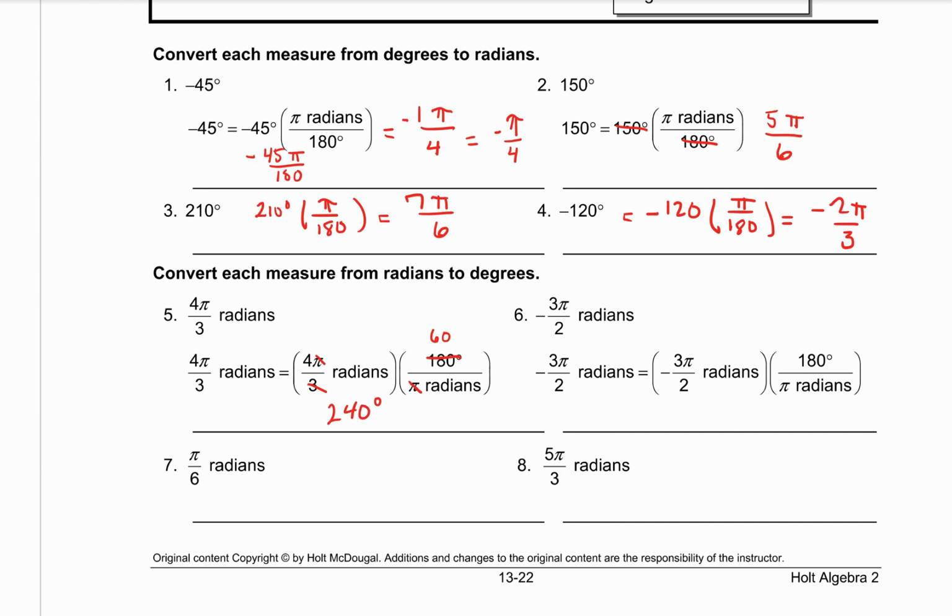Negative pi over 2 again. The pi's cancel. 2 and 180, that's going to become 90.